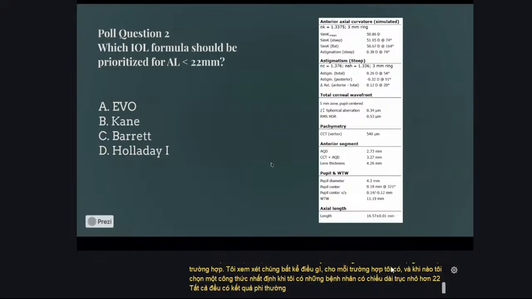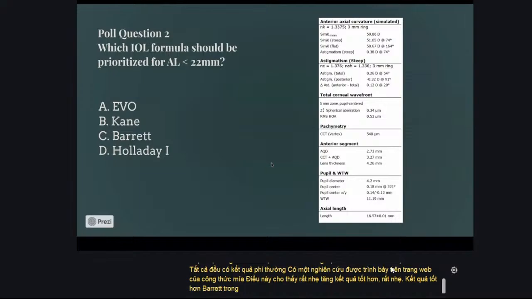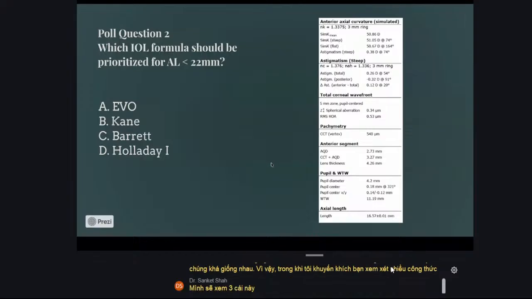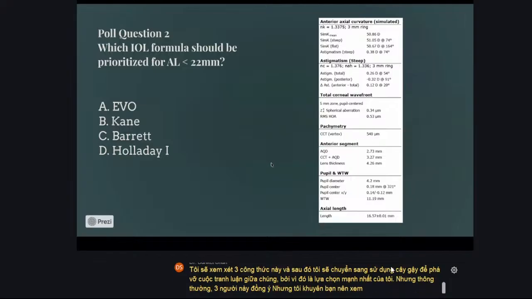There is a study presented on the Kane formula's website that shows very slight increase in better outcomes, very slight, better outcomes than Barrett in that study. Otherwise, most studies show them to be quite similar. So while I encourage you to look at multiple formulas, I will look at these three and then I will veer towards the Kane to break a tie between the three formulas because that's going to be my stronger one. But typically, these three do agree. But I would recommend looking at that for your very short eyes to help break any ties.